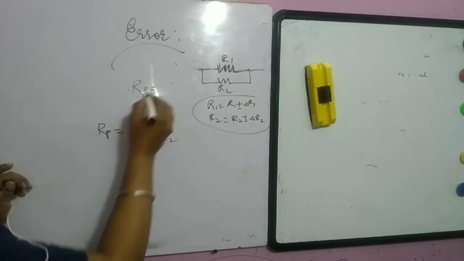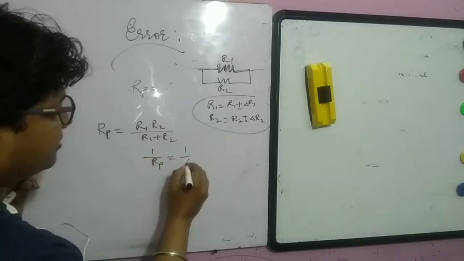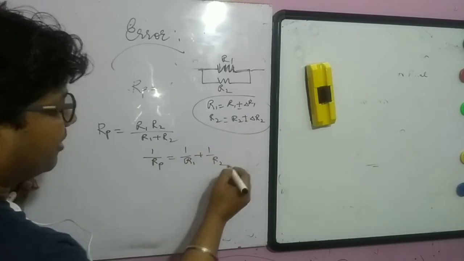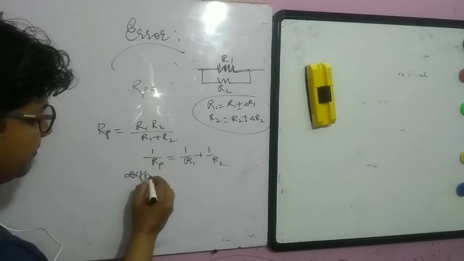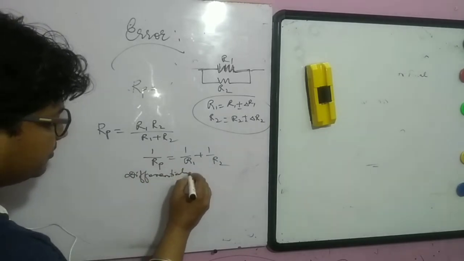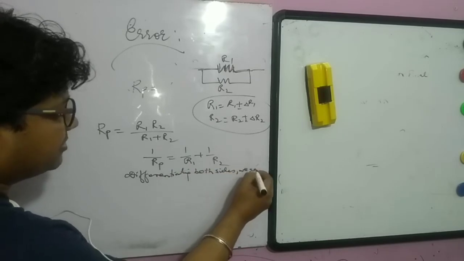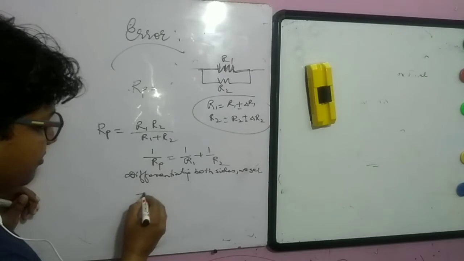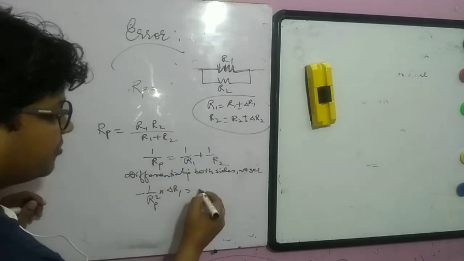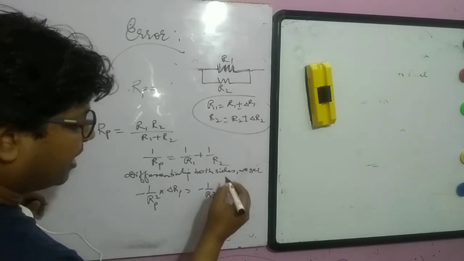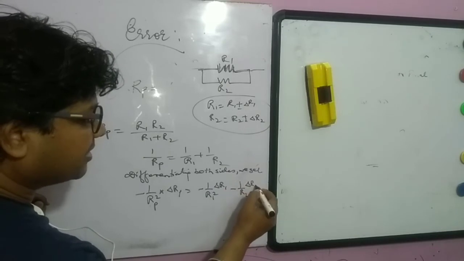You can write 1 by Rp is equal to 1 by R1 plus 1 by R2. Just differentiate. Differentiating both sides, we get minus 1 by Rp square into delta Rp, which will be equal to minus 1 upon R1 square delta R1, minus 1 by R2 square delta R2.